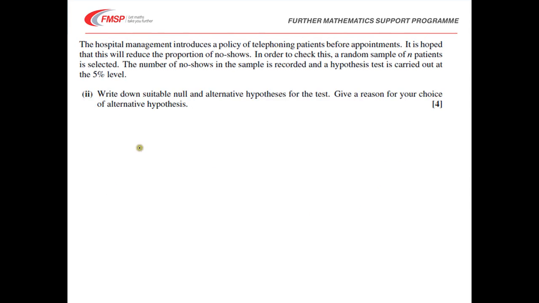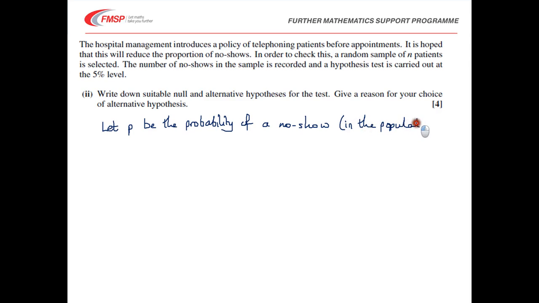Okay, moving on to the hypothesis test. Importantly, to start with, we need to define p. So let p be the probability of a no-show. The implication there is in the whole population that's being studied, not just in your sample. Our null hypothesis is that nothing has changed. The probability is equal to 0.15.